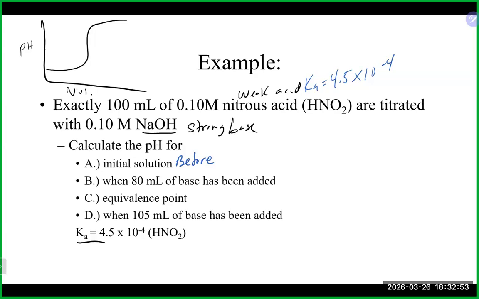So before we begin, part A, the only thing that we have there is the weak acid. In this case, we are, again, adding the sodium hydroxide to our weak acid, so we're adding that there to our HNO2. At the very beginning, the only thing that we do have is the weak acid. So part A is before the titration begins.